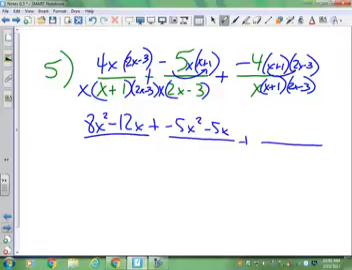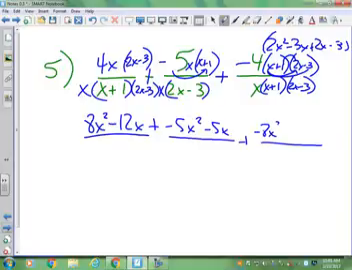So x times 2x is 2x squared. X times negative 3 is negative 3x. 1 times 2x is 2x. And 1 times negative 3 is negative 3. That's got to be multiplied by negative 4. So negative 8x squared plus 12x minus 8x plus 12. Because 3 times 4 is 12.